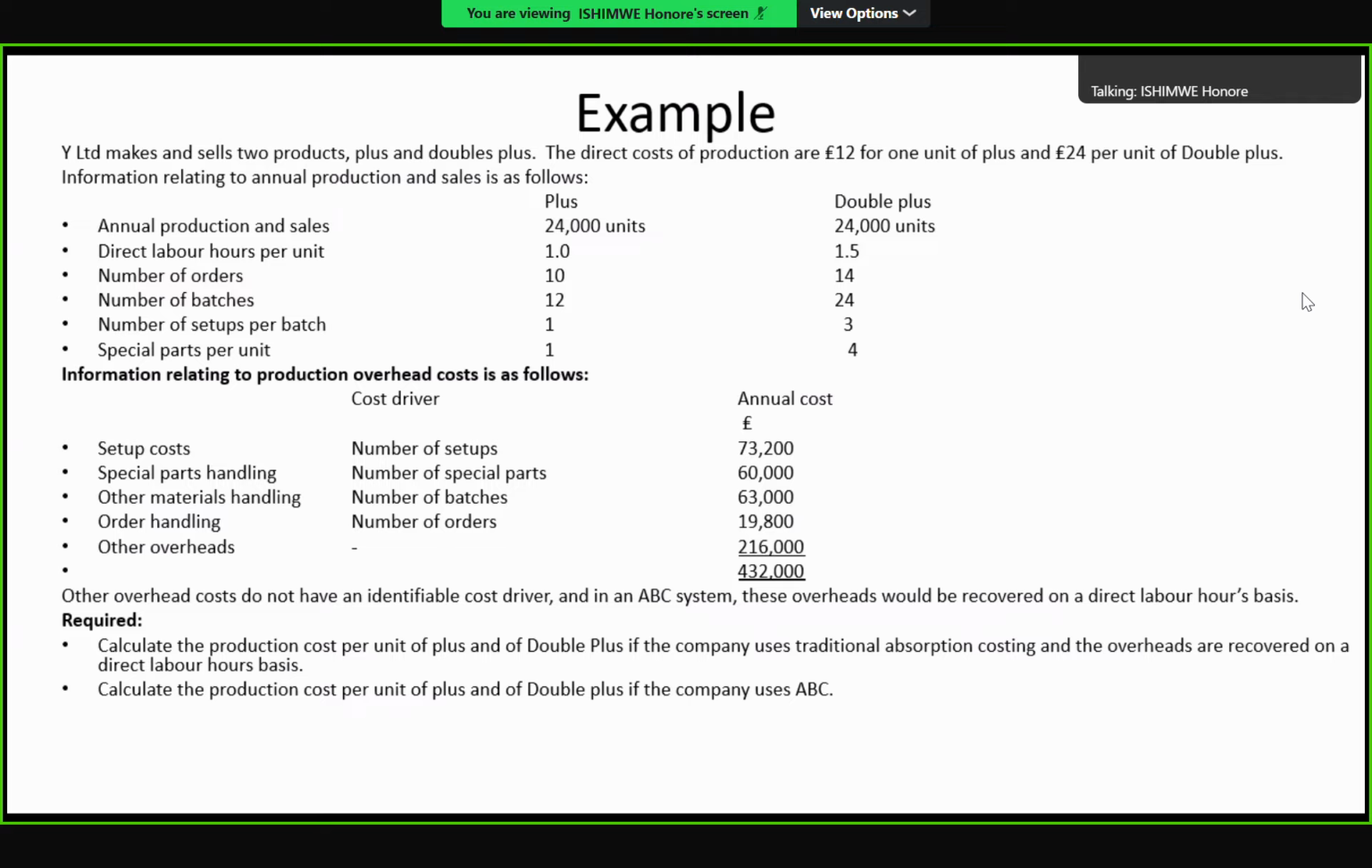Absorption costing, sometimes we call it the conventional method or traditional costing method. Why is it called traditional? Traditionally, there was not much technology. It was labor-intensive technology in production. A lot of people were involved there.